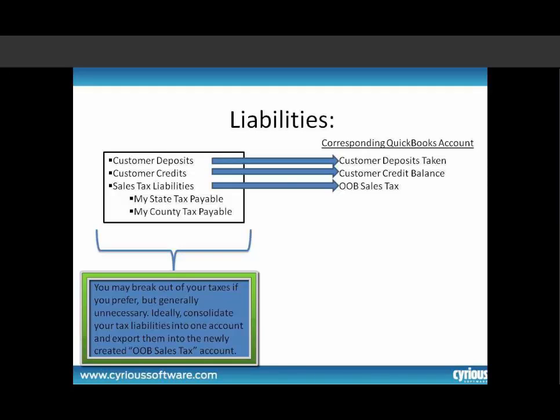So for customer deposits, you are going to create in your QuickBooks a liability account called Customer Deposits Taken. In customer credits, we'll do the same thing, and the name of that account will be Customer Credit Balance. The sales tax liabilities, that is all sales taxes coming out of Control into your QuickBooks, will dump into an account called the OOB Sales Tax account.